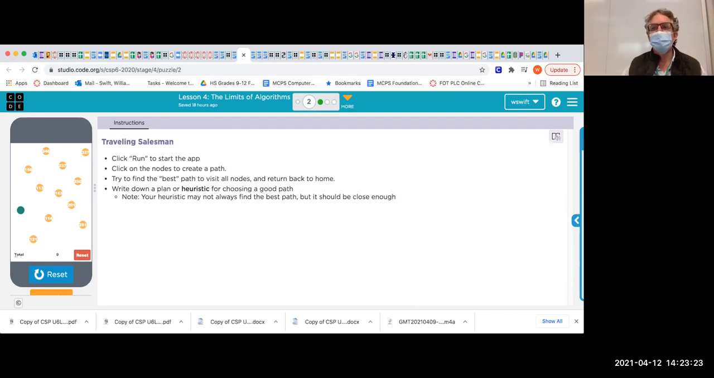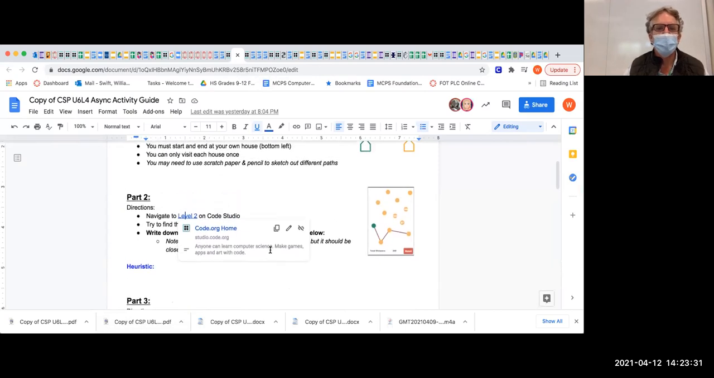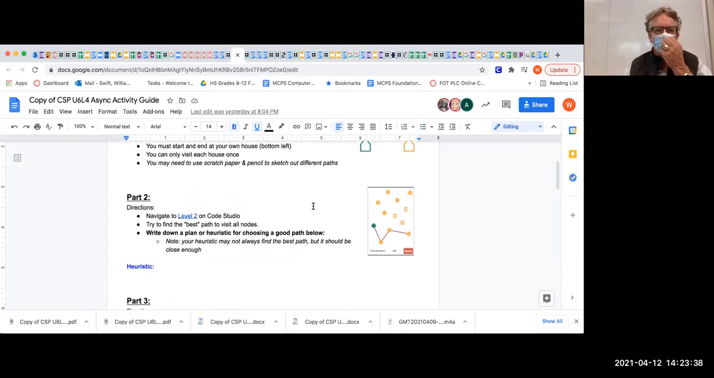All right, so let's go back to the sheet. Let's see what we're getting here. Can someone, for part 2, tell me what their heuristic was? Did you create a heuristic in part 2? Anyone? Can we put this in the chat or you can sing out? Tell me your heuristic.